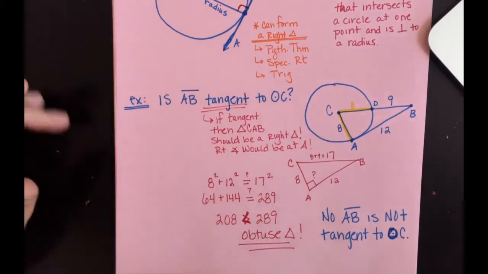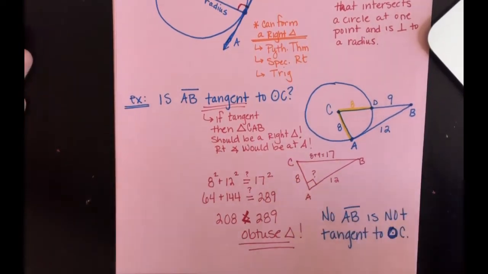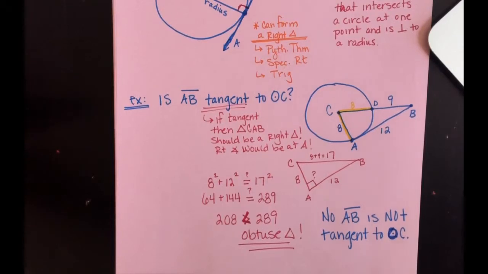So make sure what we're doing is in these situations, we have to remember that because of the right angle, we have the right triangles. So now we can utilize our Pythagorean theorem for that.